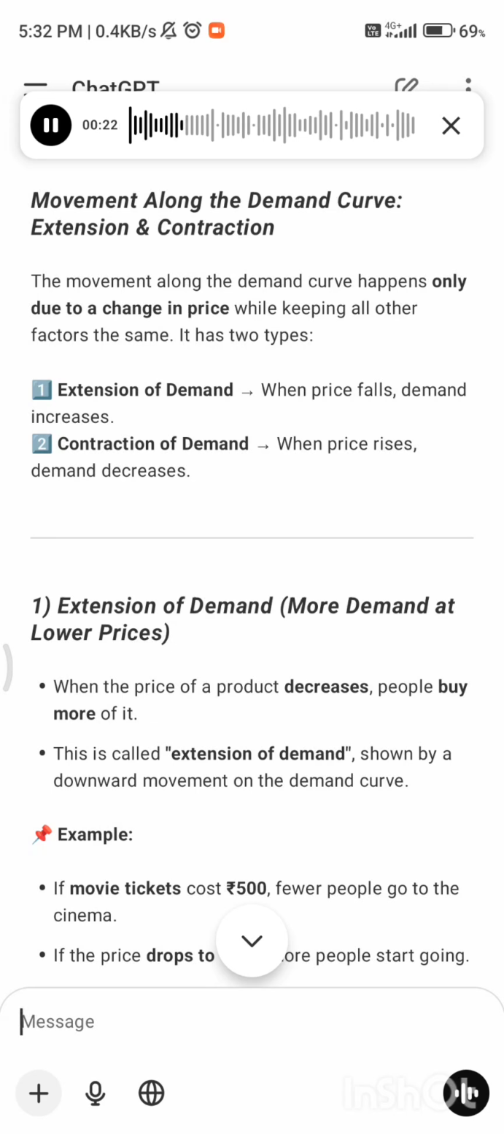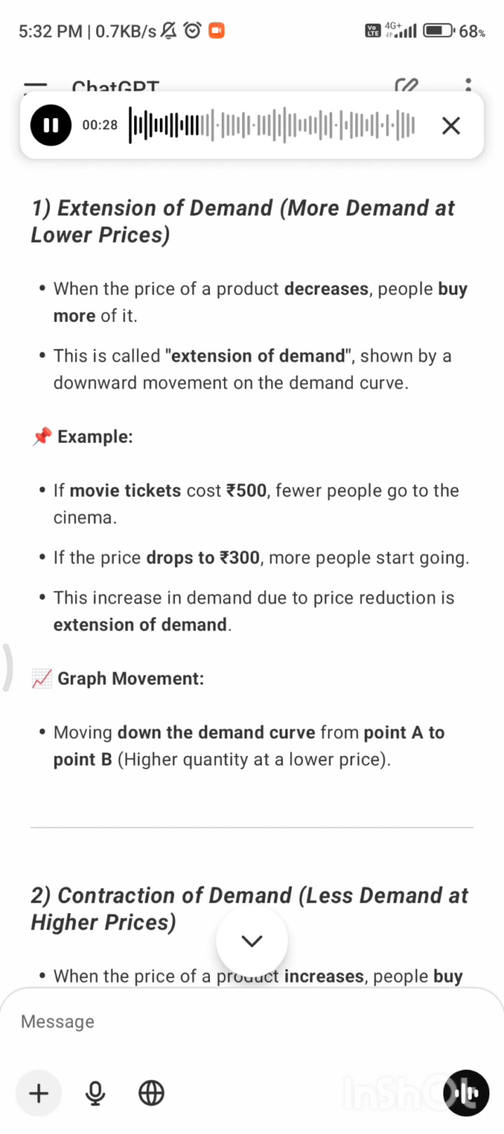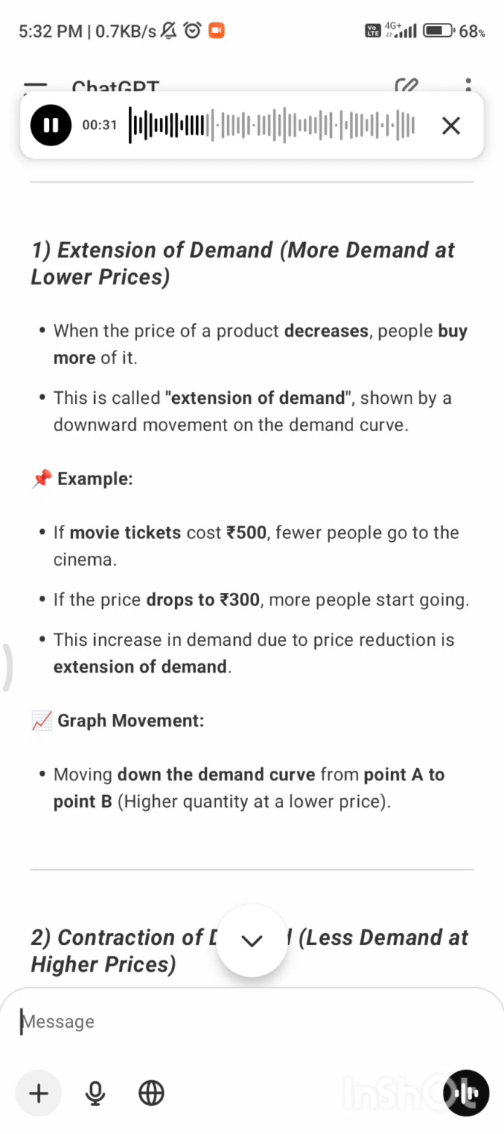1. Extension of demand: more demand at lower prices. When the price of a product decreases, people buy more of it. This is called extension of demand, shown by a downward movement on the demand curve.